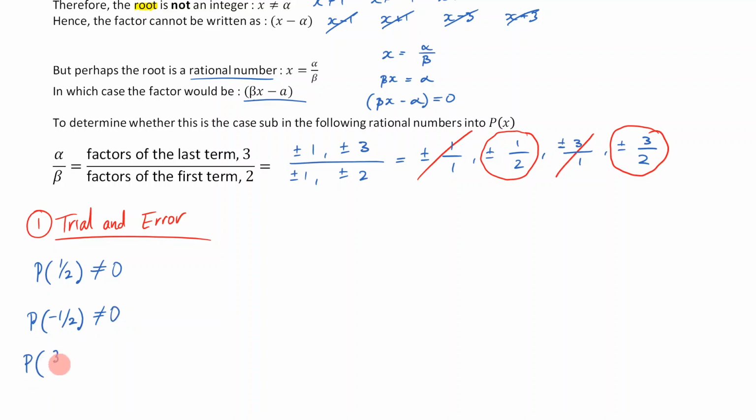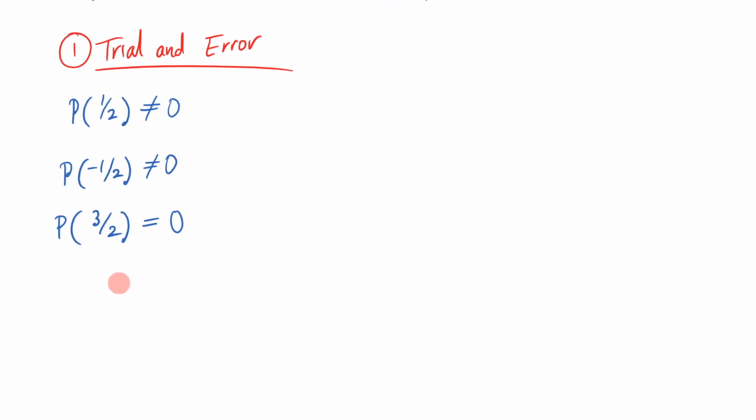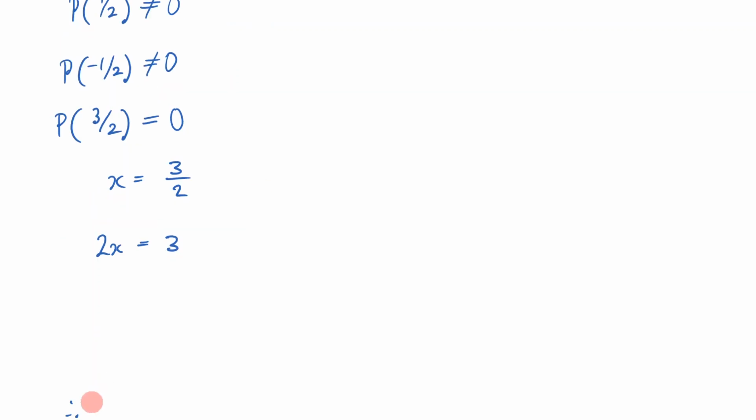You'd go 3 on 2. And guess what? That one would work. When you put p of 3 on 2 in, that's going to work. So that means our root is going to be x equals 3 on 2. Now you'd rearrange it to get it into your factor form. So you'd go 2x is equal to 3, and then you'd go 2x minus 3 is equal to 0. Therefore, 2x minus 3 is a factor.